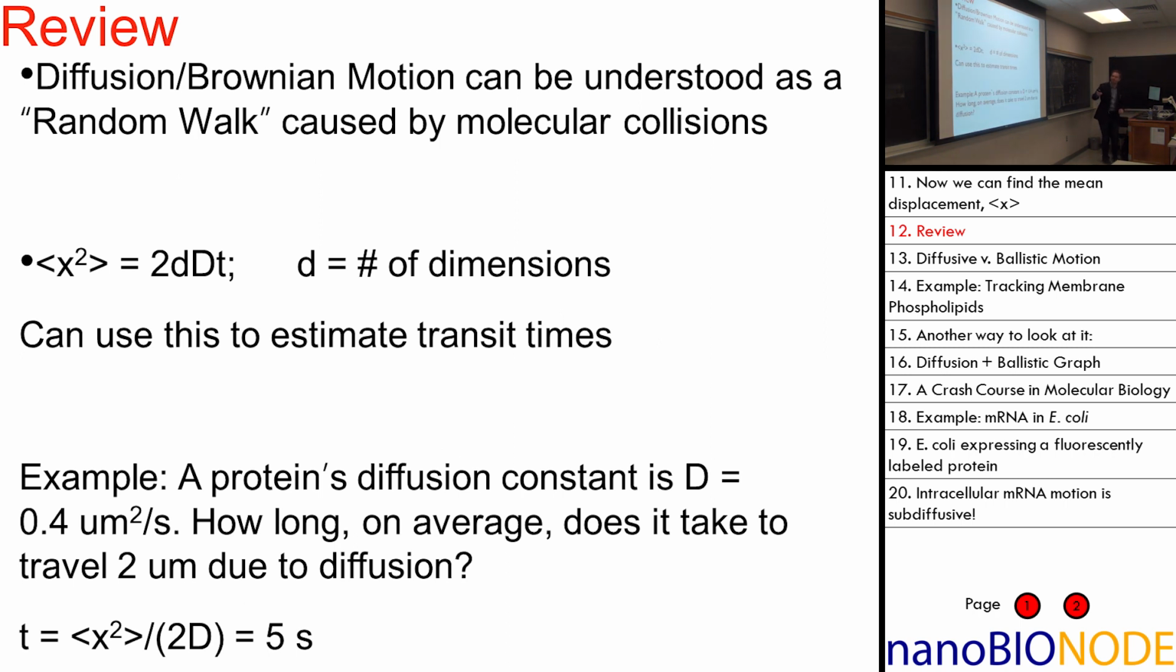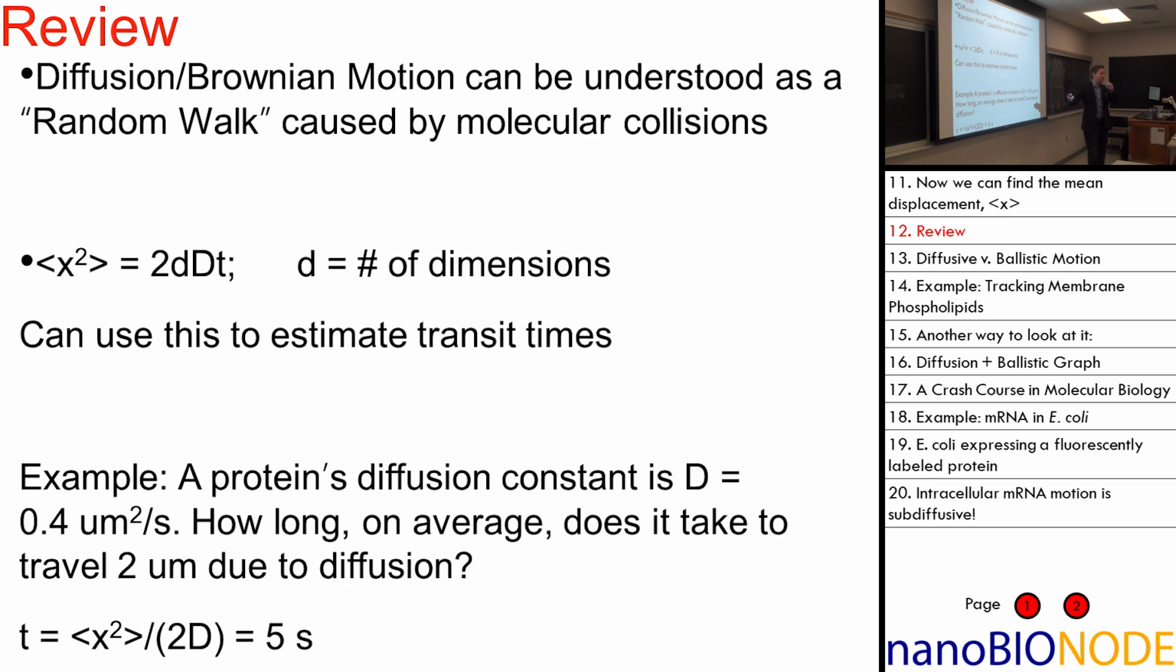Okay, so just to summarize, what I showed you is that you can think of diffusion or Brownian motion in terms of a random walk that's caused by collisions of the particle that you're looking at with the molecules that make up the fluid. Okay, and this was the result that we got: the average of the squared displacement is equal to 2 times the diffusion constant times the amount of time that you watch it.